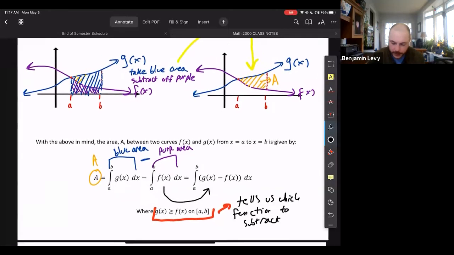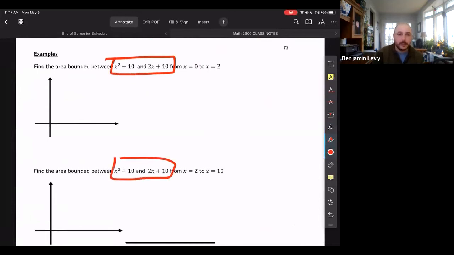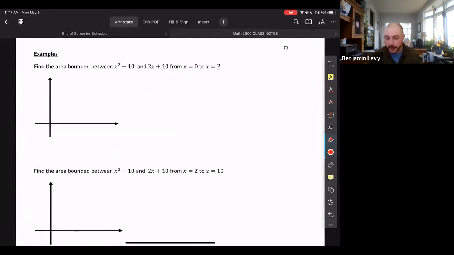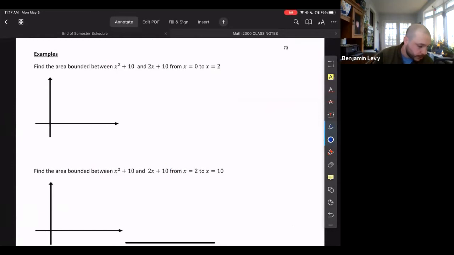All right, so let's look at an example. We're going to look at basically the same example twice. So the same two functions are in both of these, but we're going to look on different intervals, 0 to 2 and then 2 to 10. Let's draw the same graph twice. So anyway, x squared plus 10 and 2x plus 10.